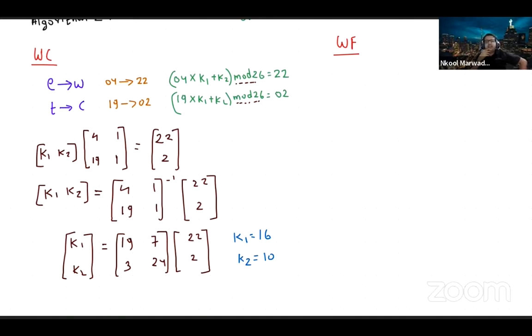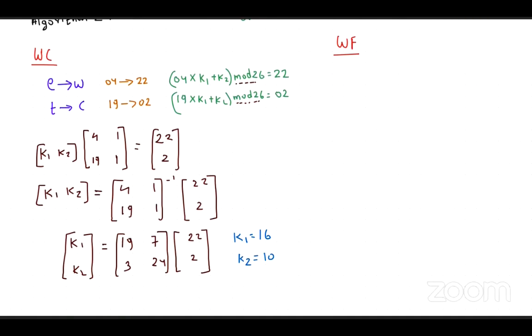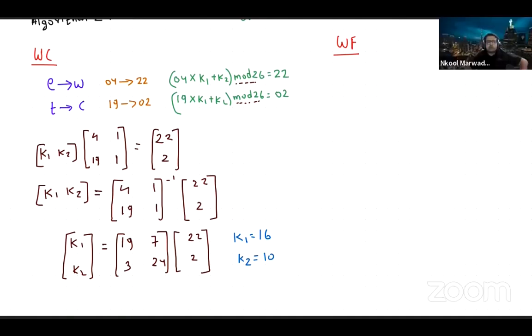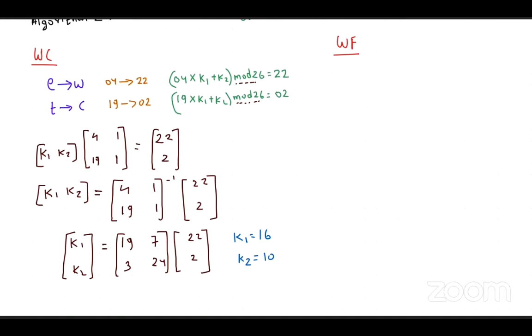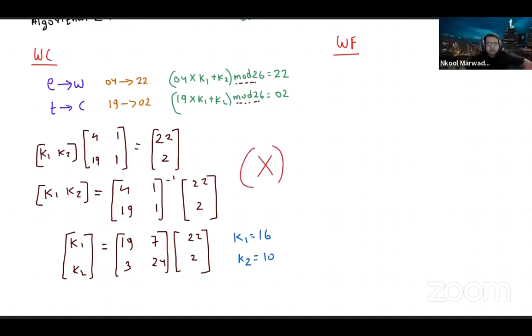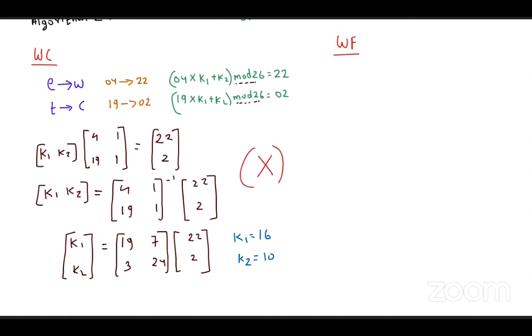But here we are getting the key value as an even number. K1 cannot be even according to the affine cipher rules, or the multiplicative cipher rule. So it is violating that. It means that this cannot be the right scenario. Then we have to go to the other one. So algorithm 1 is wrong.